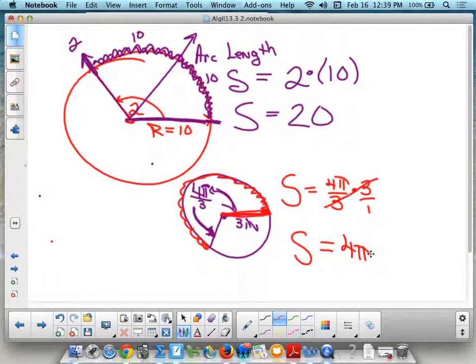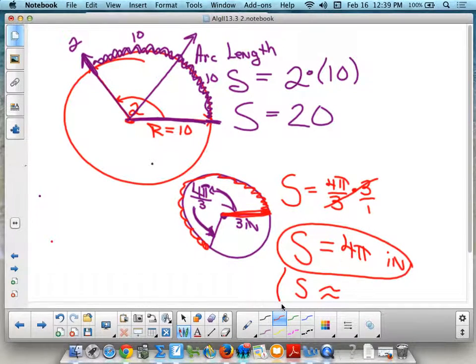Okay, guys, tell me this. What's the answer? Now remember, I'm in inches, so the answer is 4 pi inches. That's how far I've traveled around the circle, or better yet, punch it in. What's the answer to the nearest, let's say, 10th? 12.6. Okay. The exact answer is 4 pi inches. The approximation is 12.6. Are you okay?